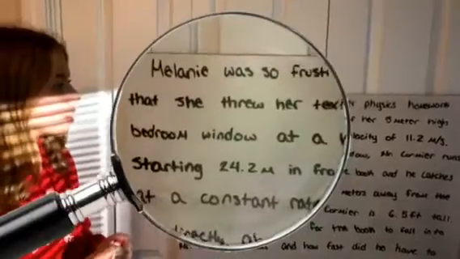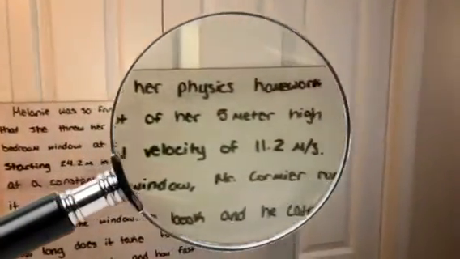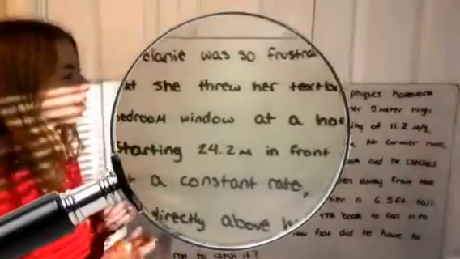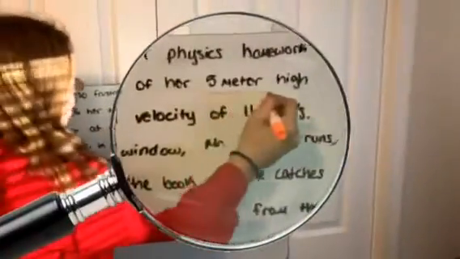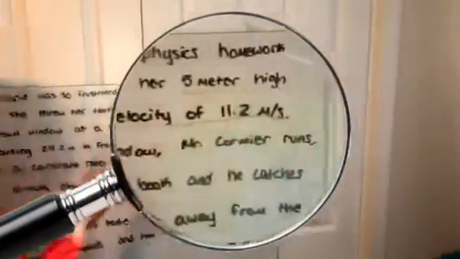The first sentence is, Melanie was so frustrated about her physics homework that she threw her textbook out of her 5-meter-high bedroom window at a horizontal velocity of 11.2 meters per second. The only information we need in this sentence is that the bedroom window is 5 meters high and that she throws the book at a horizontal velocity of 11.2 meters per second.